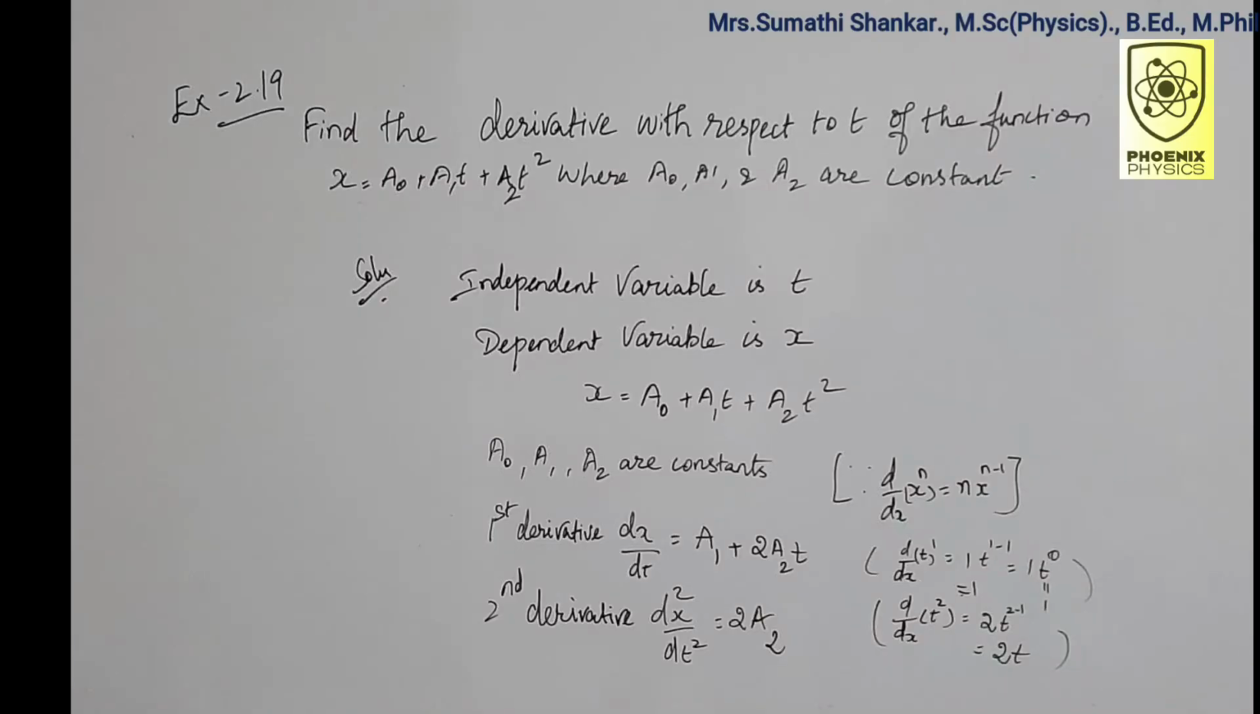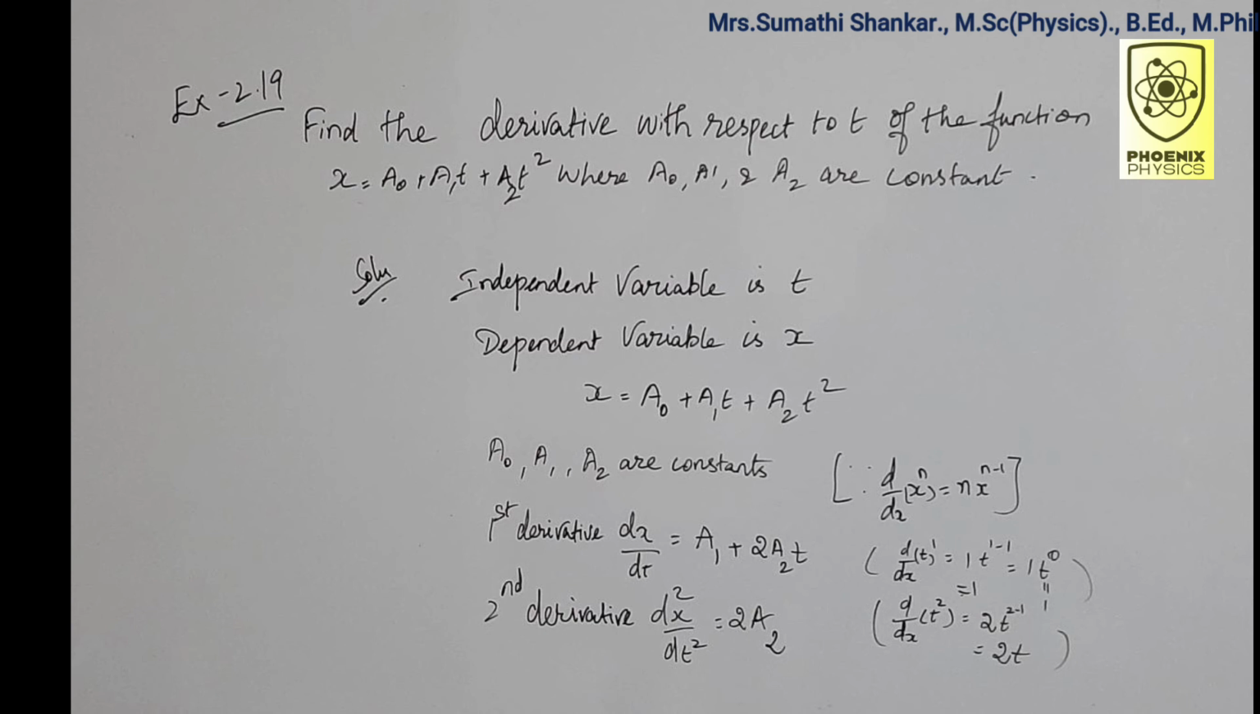Next problem. Find the derivative with respect to t of the function x is equal to a0 plus a1t plus a2t square, where a0, a1 and a2 are constants. Here independent variable is t, dependent variable is x. What is given? x is equal to a0 plus a1t plus a2t square. Here a0, a1, a2 are constants. You know the formula, d by dx of x to the power of n is equal to n x to the power of n minus 1.